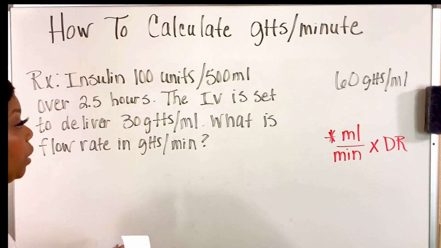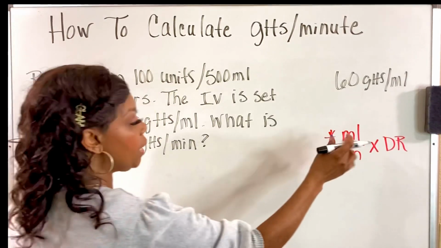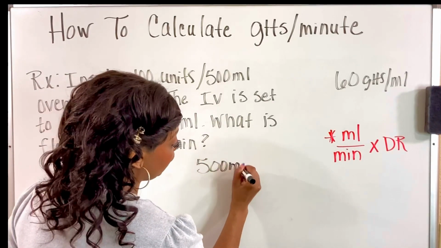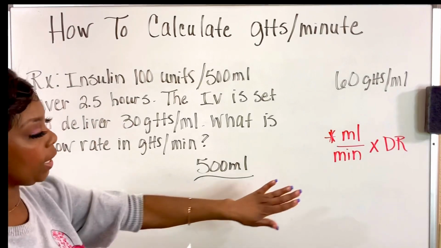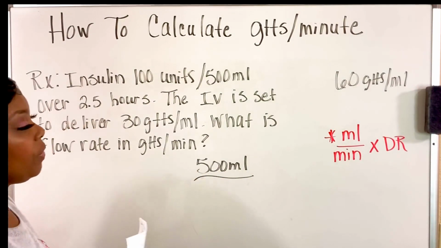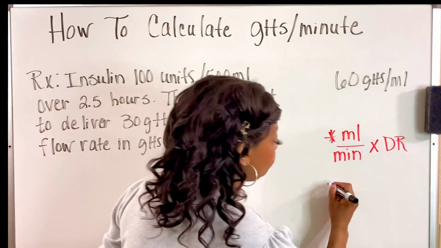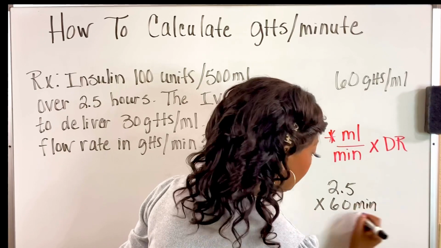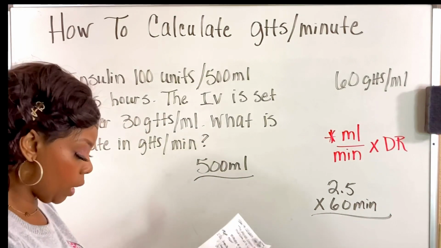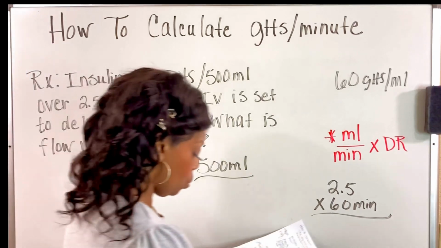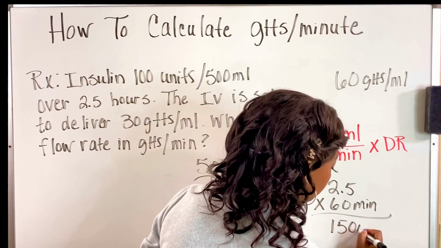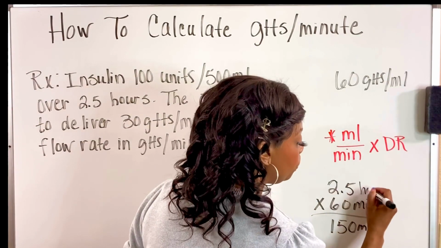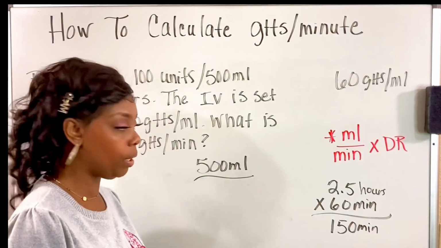And you already know how to do this. We've been working this out so far. We take our total amount of milliliters, which is 500 milliliters, and we get our minutes. Right now we have 2.5 hours. And in order to turn this into minutes, we're going to take that 2.5 hours and multiply it by 60 minutes, okay? So that's going to be 150 minutes. That's all you have to do. However many hours you have, just multiply it by 60 minutes, period, okay?